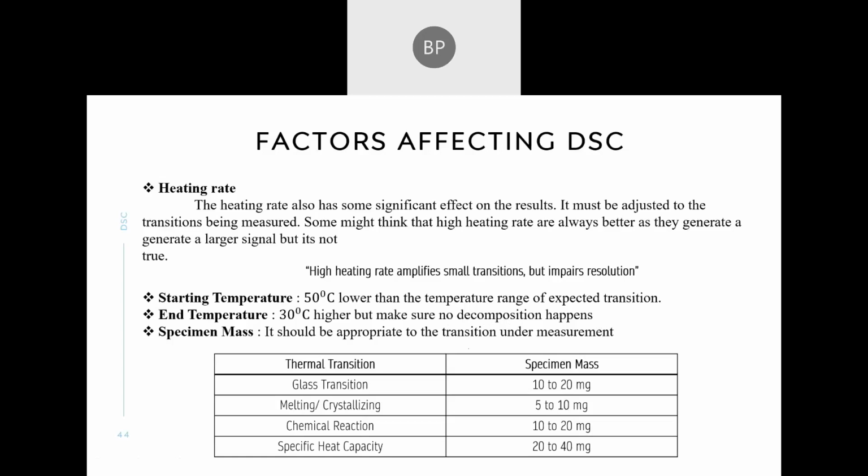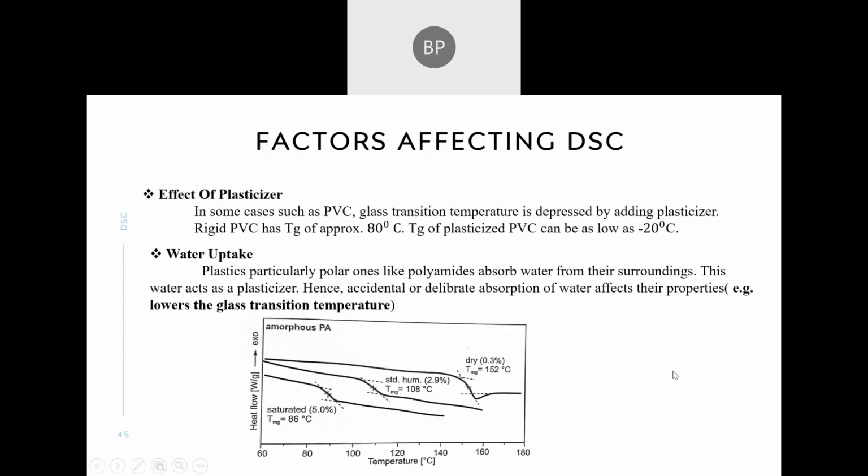And specified mass. In some cases, the mass of the sample that we are taking depends upon the type of the transition that we observe. As seen in the table, if we are observing the glass transition temperature, the specified mass should be around 10 to 20 mg, and if for melting, it should be 5 to 10 mg, and so on.